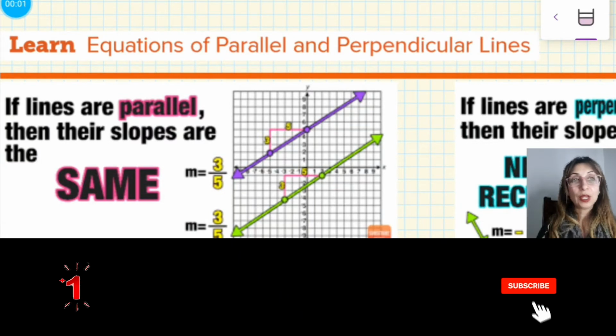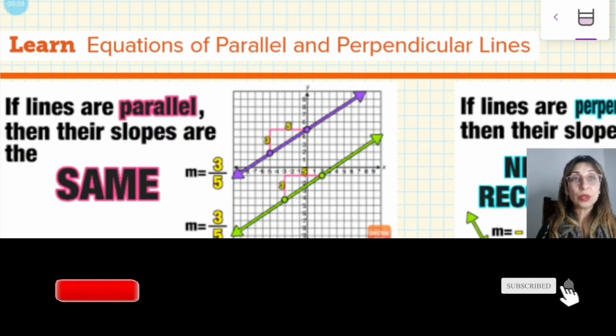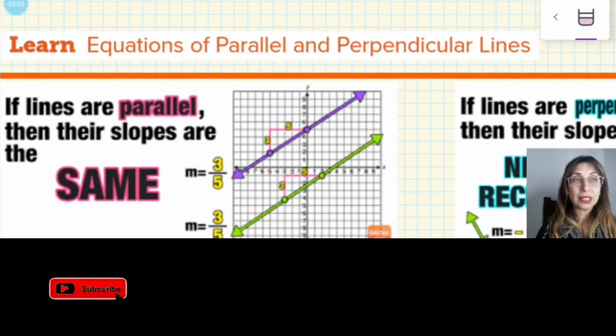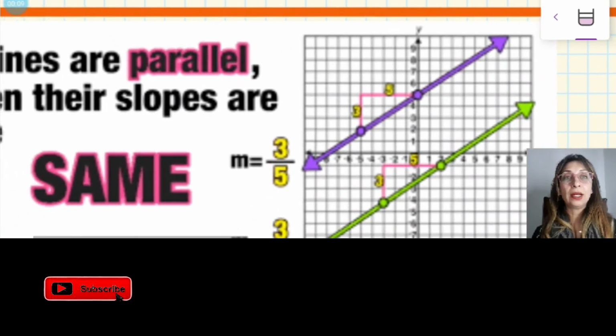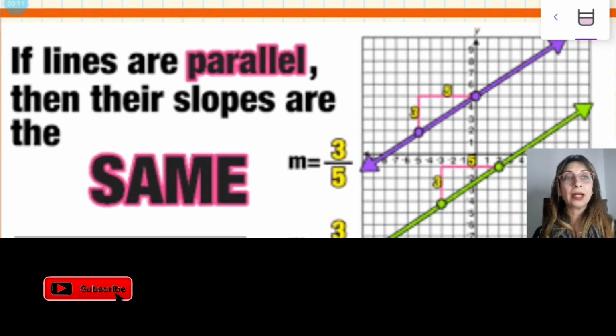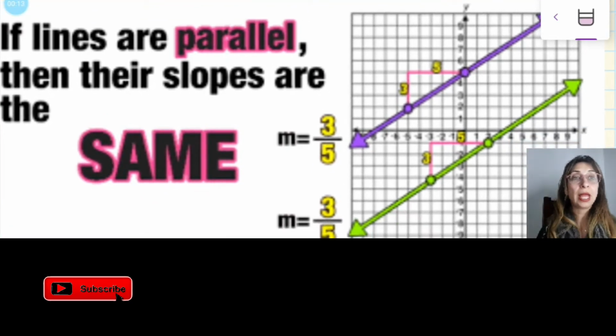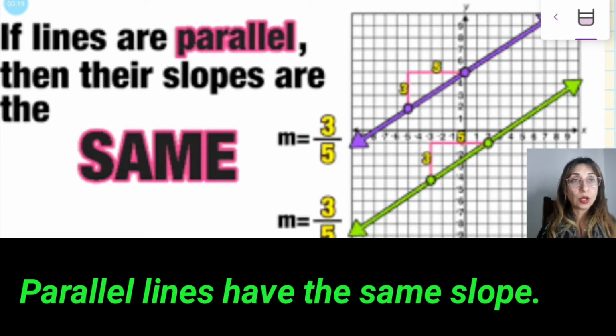My dear students, today we are going to learn the relation between parallel and perpendicular lines through their slopes. First thing is parallel lines. If we have two parallel lines like these two purple and green lines, the slope of two parallel lines is the same. So if the purple line has slope 3 over 5, the green line will also have the same slope, 3 over 5.